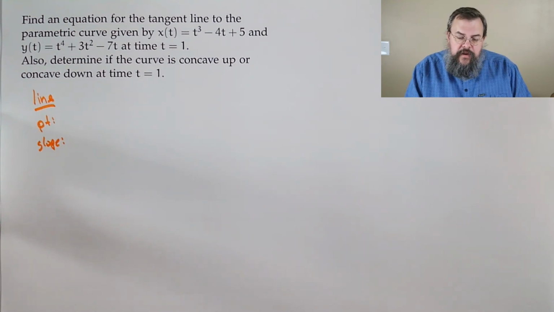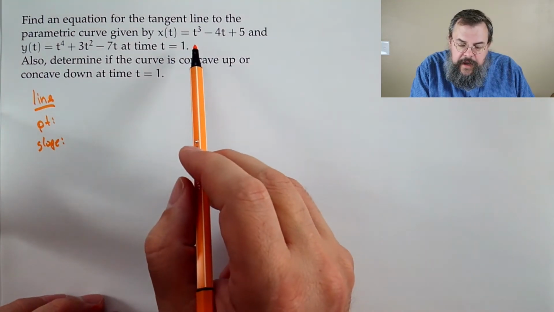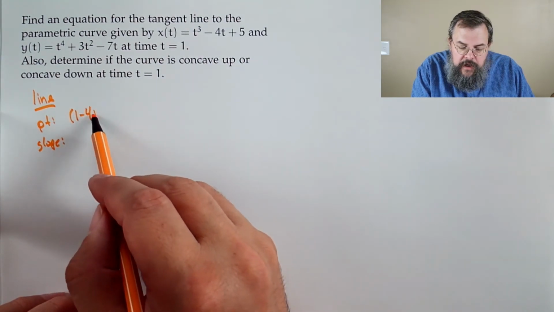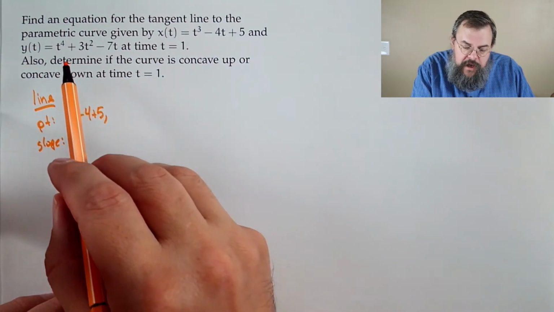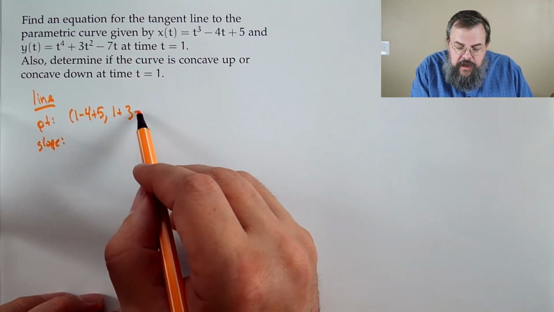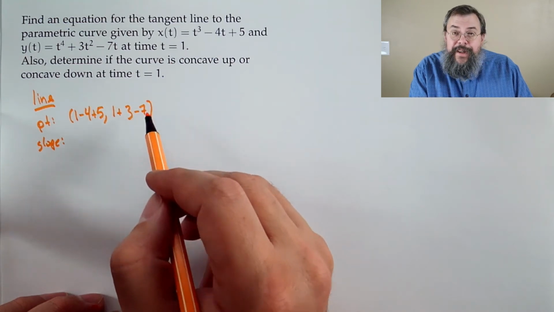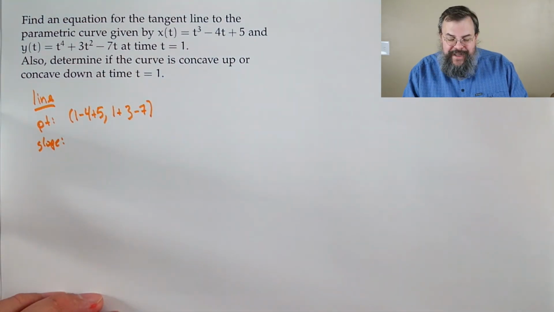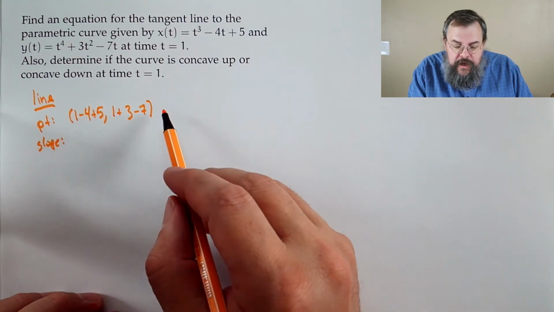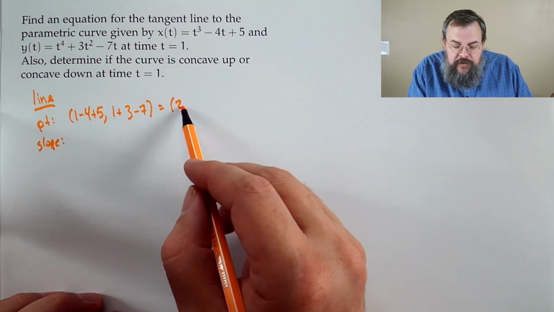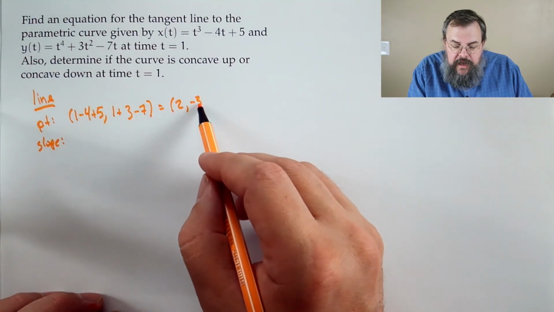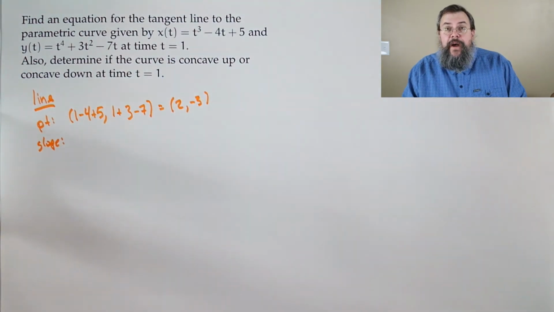So for the point, we plug in 1. For our x value, we're going to get 1 minus 4 plus 5. For our y value, we'll get 1 plus 3 minus 7. This is why we like working with 1. It's so easy to plug in. So here, 6 minus 4 will give an x value of 2. 4 minus 7 will give a y value of negative 3. Okay, so that wasn't so bad.